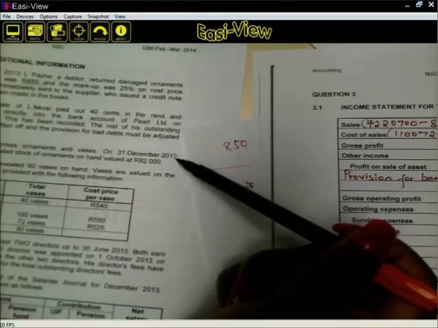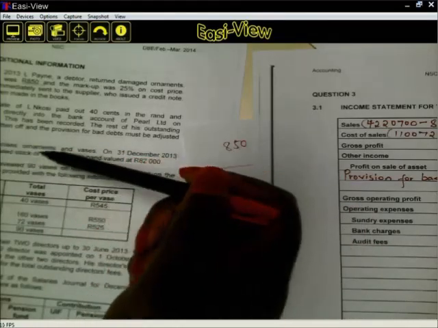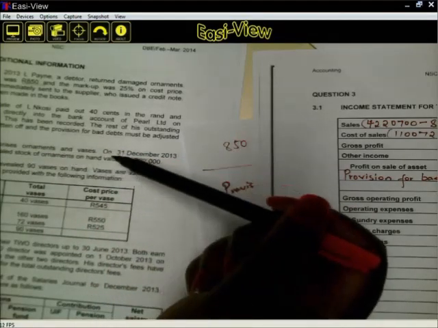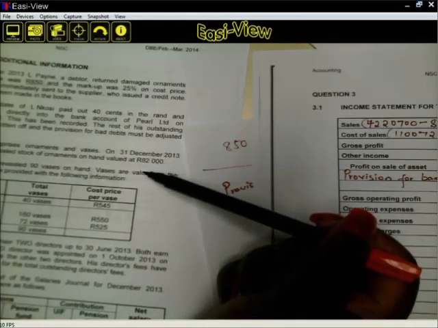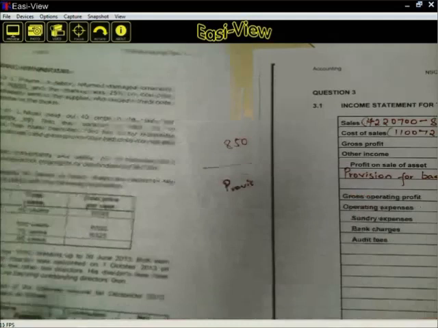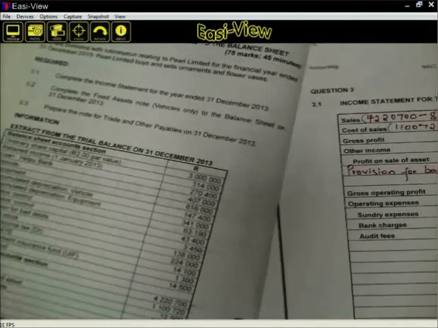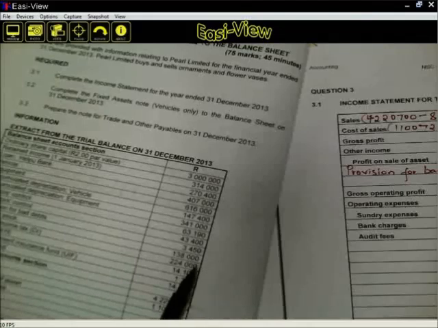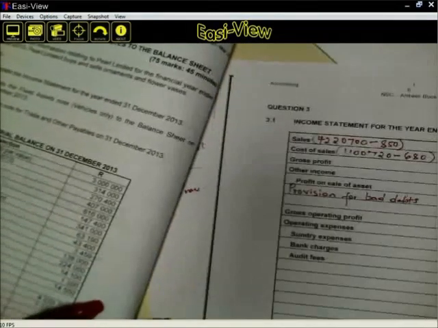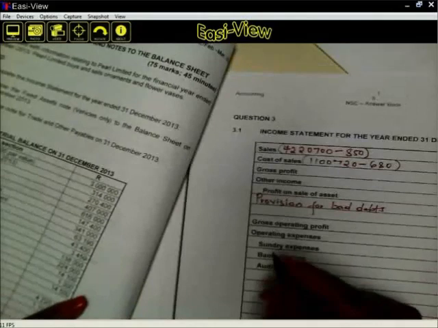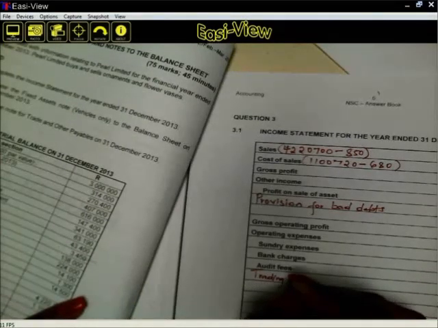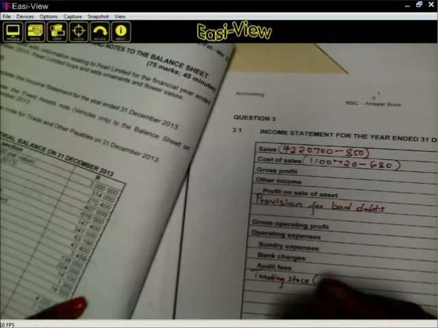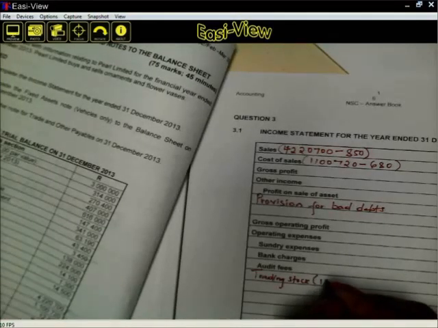Okay. The trading stock comprises ornaments and vases. On the 31st December 2013, a physical stock count revealed the ornaments on hand were 82,000. How do you deal with this one? We start first. How much was our stock this side? Trading stock, 138,000. Then you come here. We don't have any trading stock here, so you must include it here. Trading stock, 138,000.